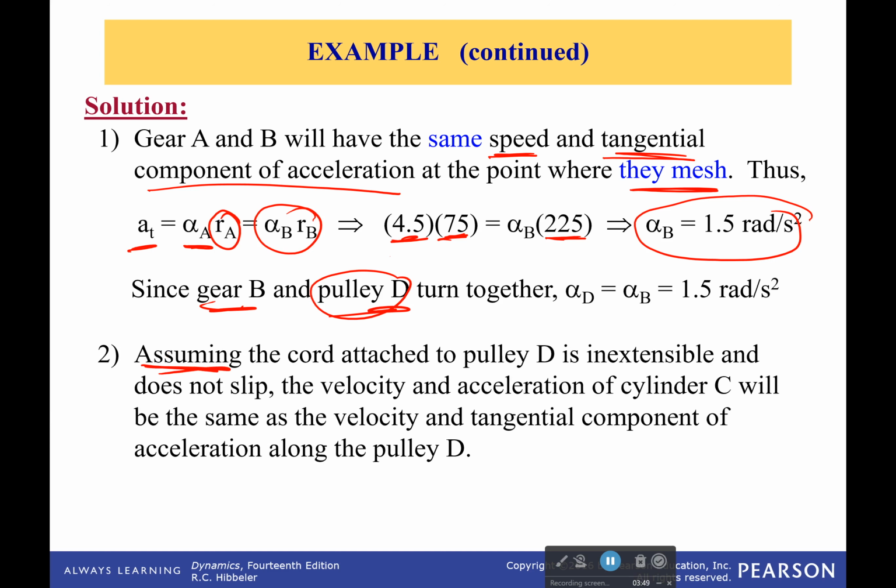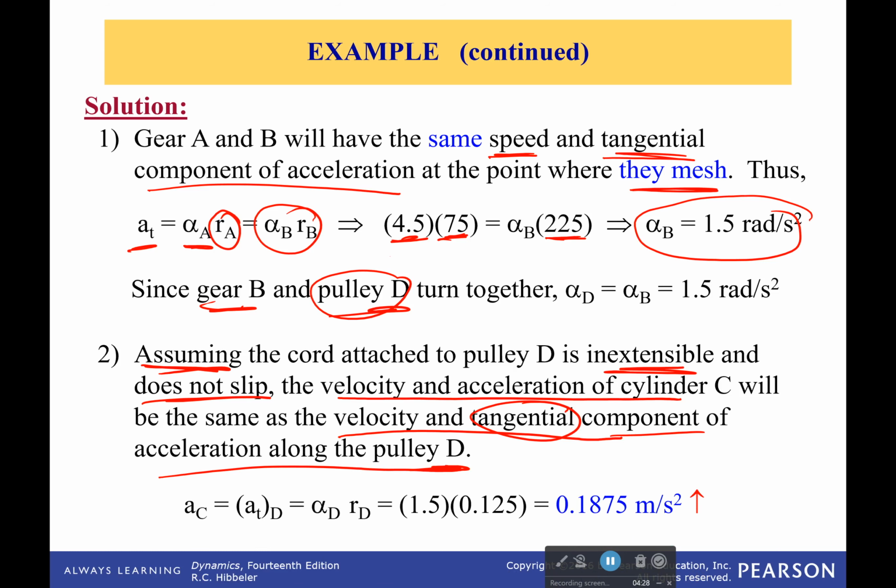Now, if anybody comes at you with the whole, like, oh, you know what they say about assuming? For one, you should say, no, I don't, but you assume I do. And two, you're an engineer. You have to make assumptions. In this case, we're saying that that cord doesn't slip and that it doesn't stretch. That's what inextensible is simply saying there. So what that means is the velocity and acceleration of the cylinder will be the same as the velocity and tangential component of acceleration for pulley D. Just the tangential component, though, for pulley D, because the normal component isn't doing anything for this.